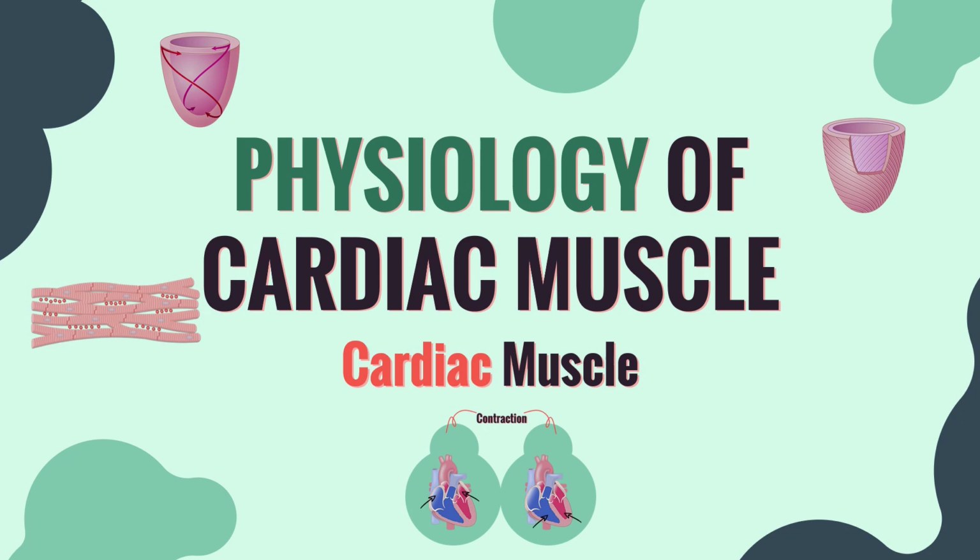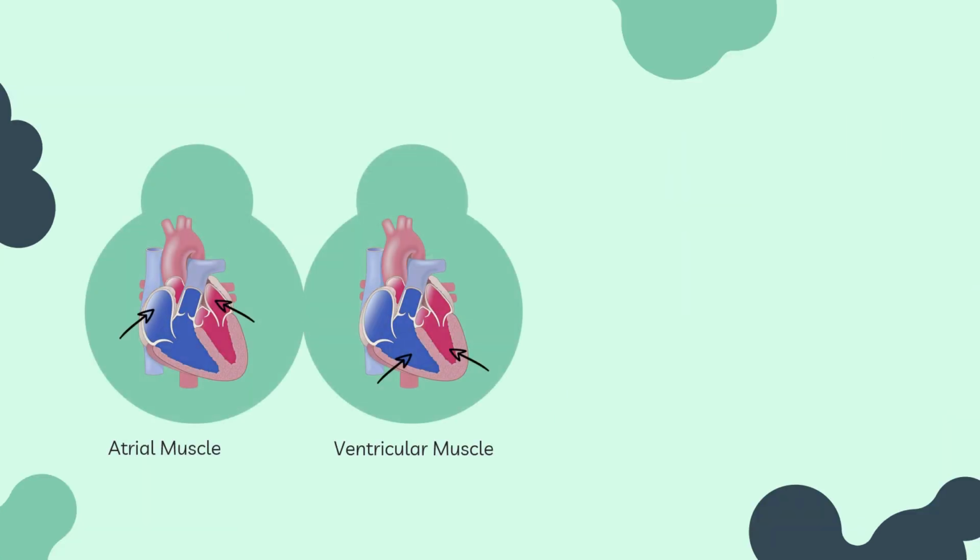Now, let's move into further details of cardiac muscles. The heart is composed of three major types of cardiac muscle: atrial muscle, ventricular muscle, and specialized excitatory and conductive muscle fibers. The atrial and ventricular types of muscle contract in much the same way as skeletal muscle, except that the duration of contraction is much longer.